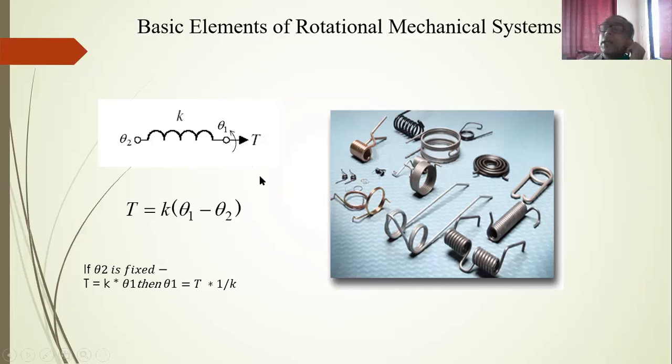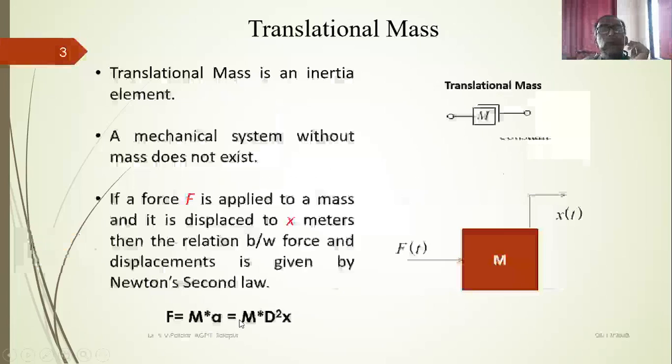So the relationship remains the same. In the linear spring, force was proportional to x, and the constant of proportionality was k, so F was equal to kx. Now in the torsional spring, instead of force I'll be applying torque. Torque will be equal to torsional stiffness KT into theta, where the effective angular displacement is theta 1 minus theta 2. So torque is equal to k into (theta 1 minus theta 2). If theta 2 is fixed, it will be 0, and torque T will be equal to k into theta 1. Solving for theta 1, T into 1 by k will be equal to theta 1. I can draw the block diagram as I had drawn it for the spring.